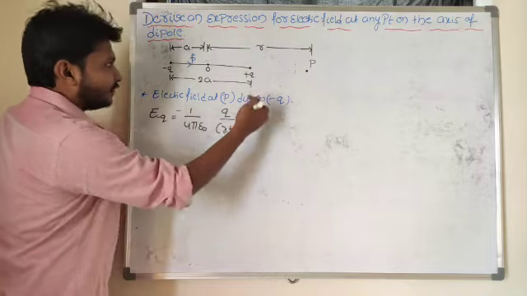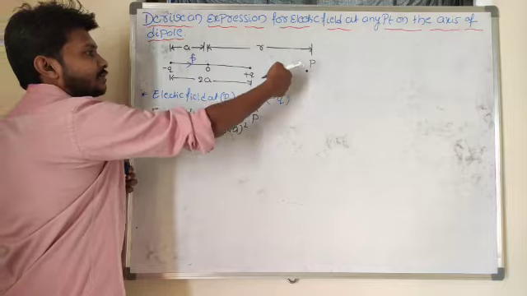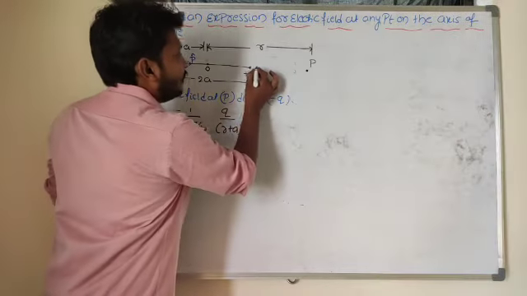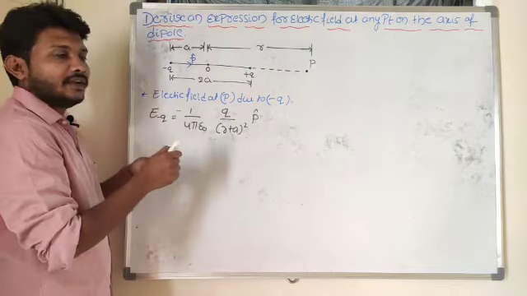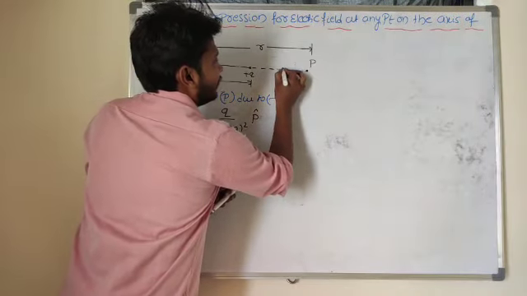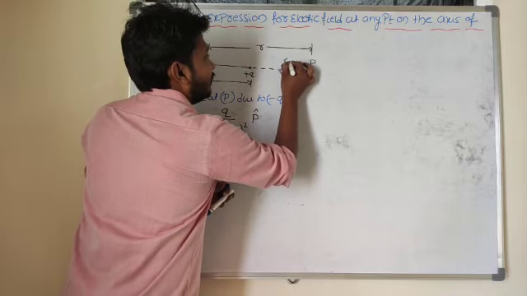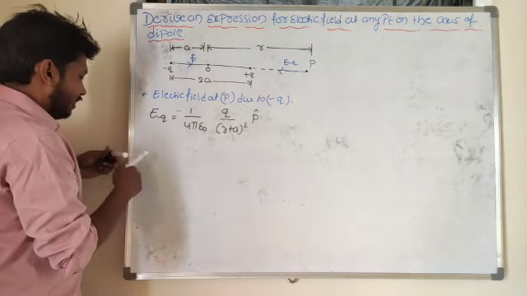This electric field is acting in the left direction. Why? Because for a negative charge, the electric field is in the inward direction. So at point P I got an electric field because of the minus q charge, and this electric field is acting in the inward direction.